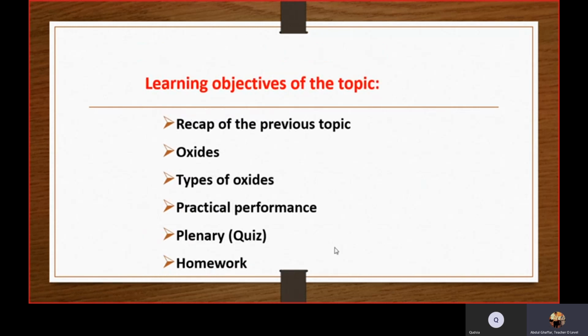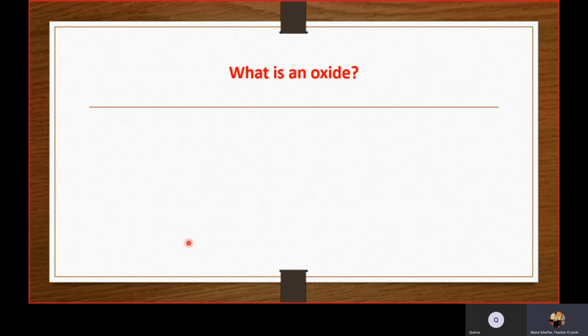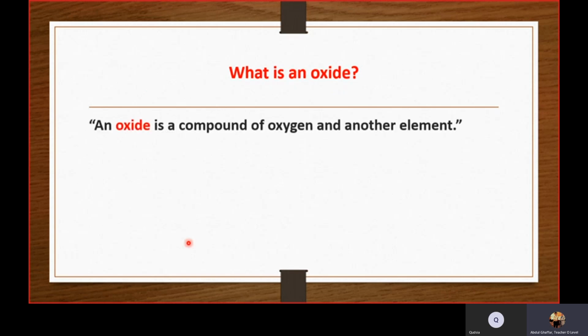These are the learning objectives of the topic. Recap of the previous topic: oxides, types of oxides. We will perform a practical, and then at the end a plenary, and then homework.